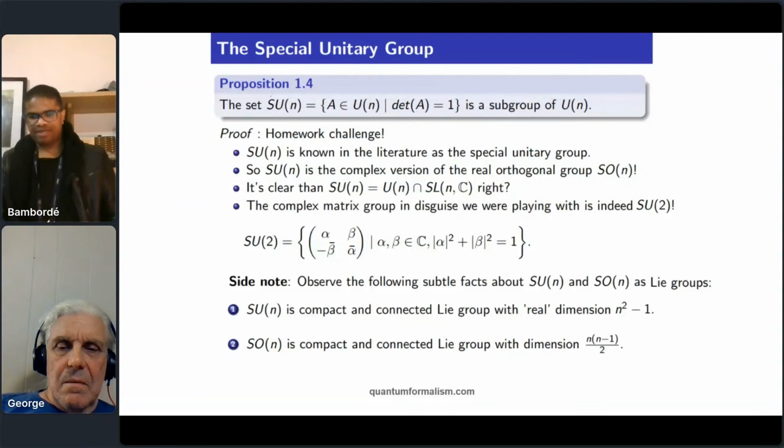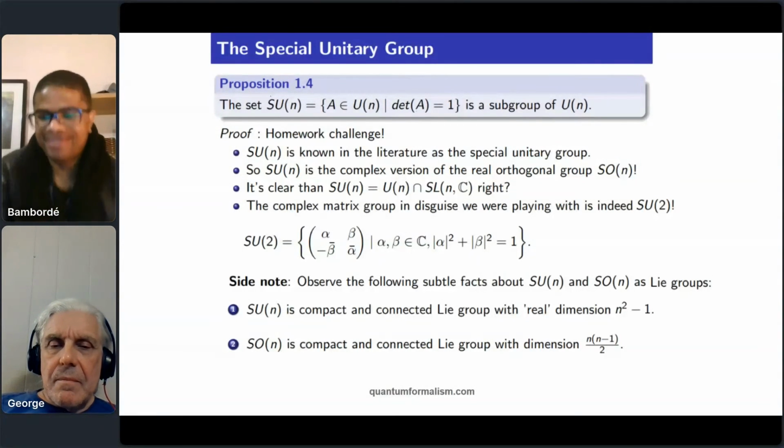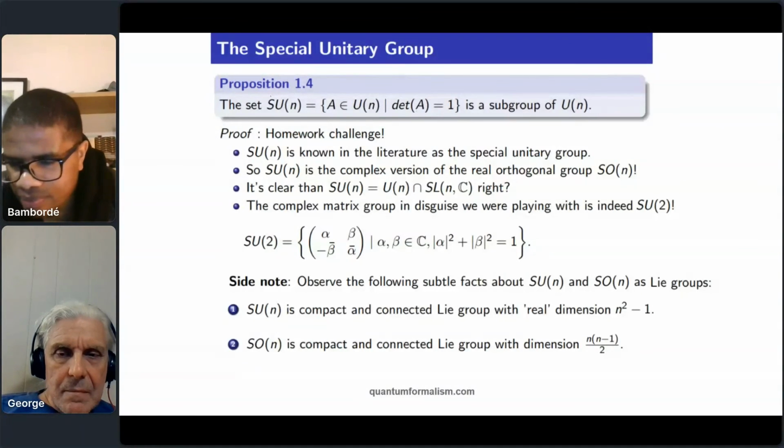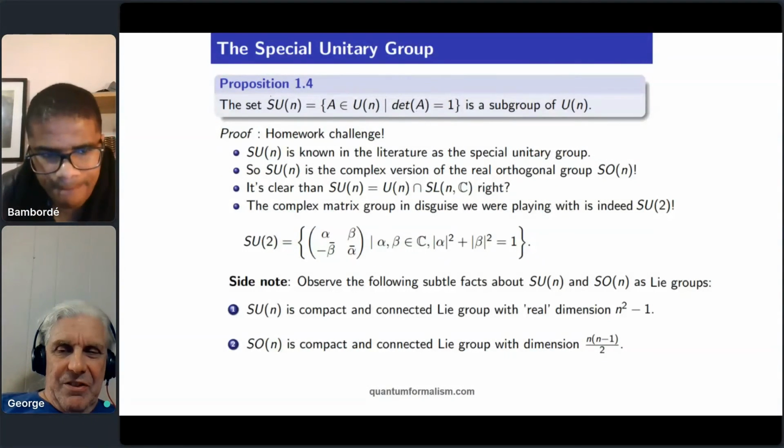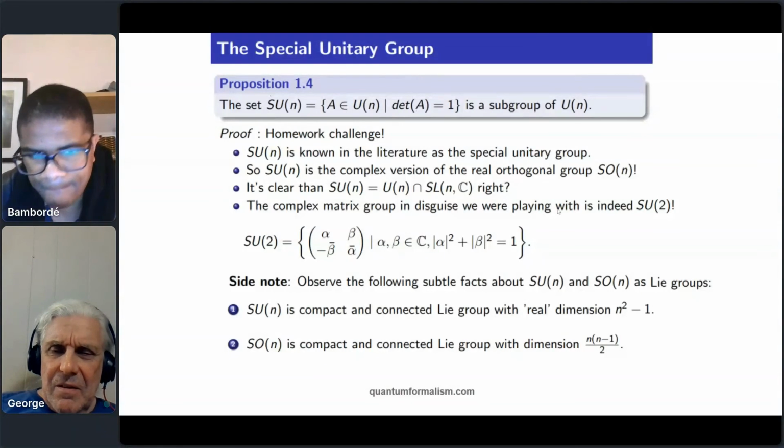Any other comment, Amir? You can come on the stage. Yeah, I think what he meant in his last comment is that you don't lose it being a subgroup of SL then. Yeah.